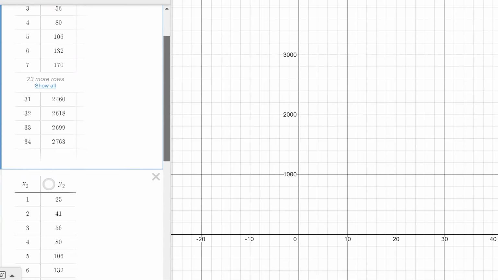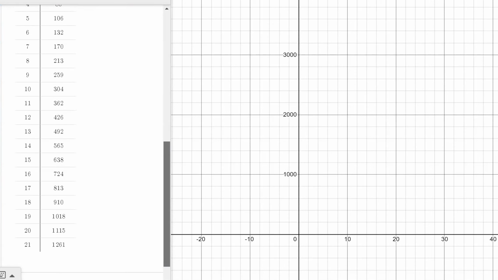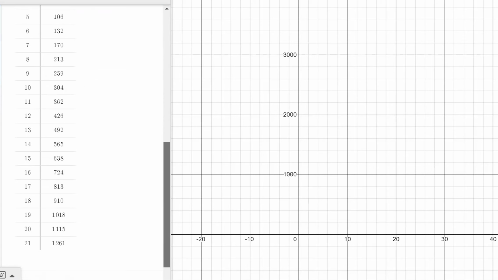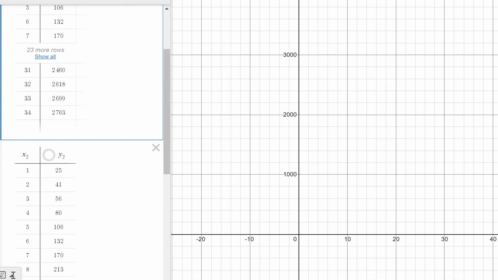I actually began with a slightly shorter data table going from day 1 up to day 21, and I wanted to show you the graph of that. So when we hit that, it shows all of those points graphed, and you can see it makes a very nice looking graph that looks like an exponential graph.